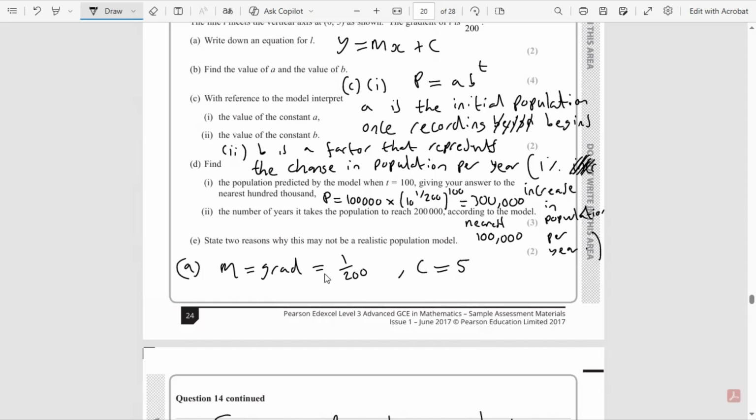So with this one, we will do this over here, if we can squeeze this in here. So we've got 200,000 is equal to A again, which is 100,000, times by 10 to the power of 1 over 200 to the power of T. So that's just basically going to be T over 200. So we can divide both sides by the 100,000. So that leads us to 2 is equal to 10 to the power of T over 200.